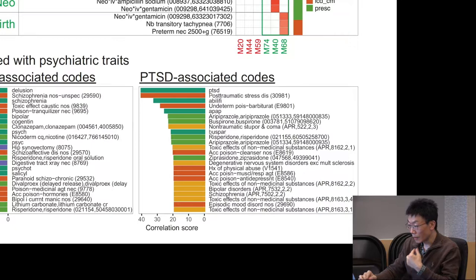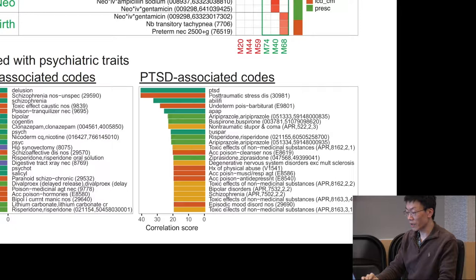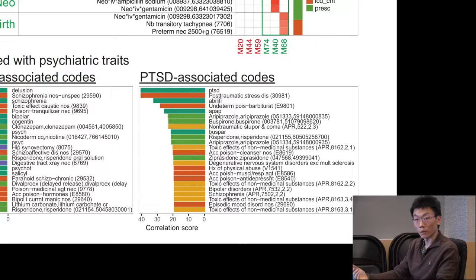All right, and then bipolar and schizophrenia also show up on the top chart, which also makes some sense. And we also learned the toxic effect. Patients with psychiatric conditions tend to take different drugs. They tend to have more addiction to drugs, and then they get poisoned. So that's something that we learn as a behavior trace for the patient.